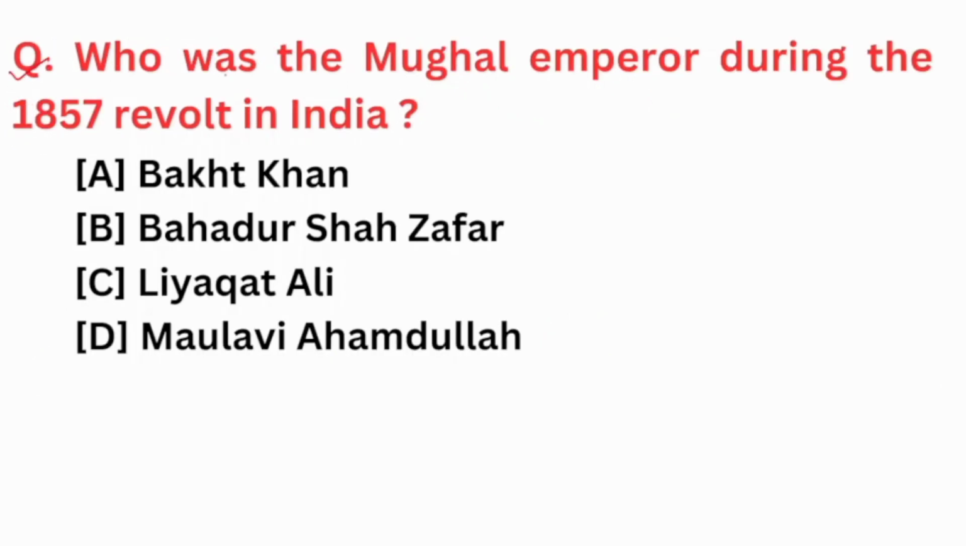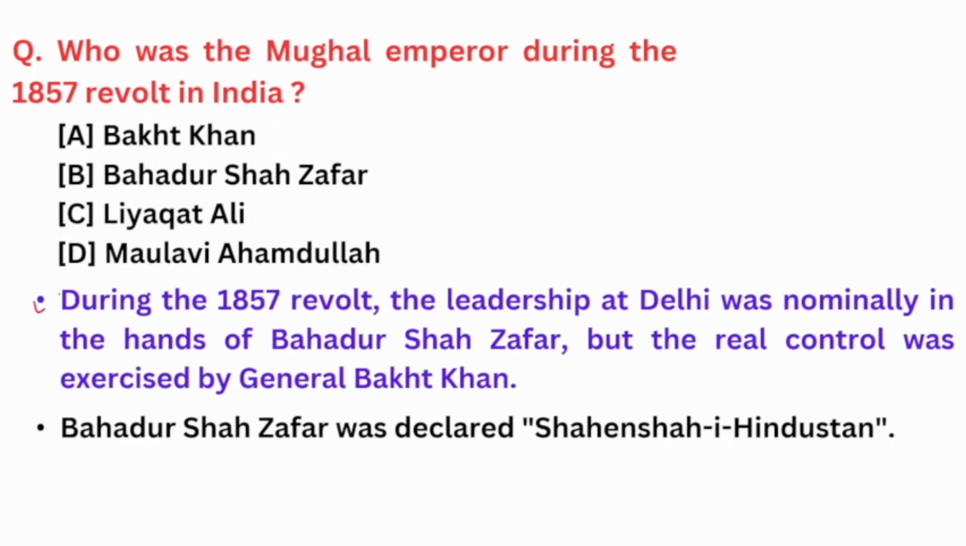Next is, who was the Mughal emperor during the 1857 revolt in India? Bahadur Shah Zafar. During the 1857 revolt, the leadership at Delhi was nominally in the hands of Bahadur Shah Zafar, but the real control was exercised by General Bakht Khan. Another important point, Bahadur Shah Zafar was declared Shahenshah Hindustan.